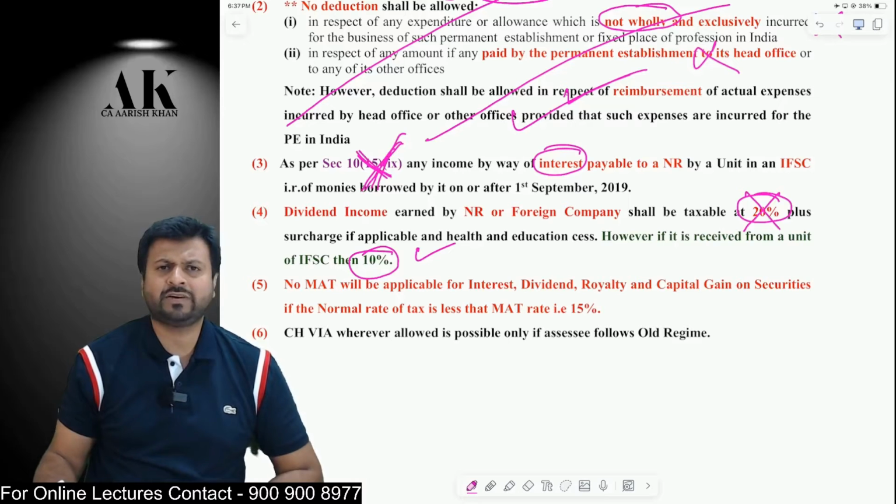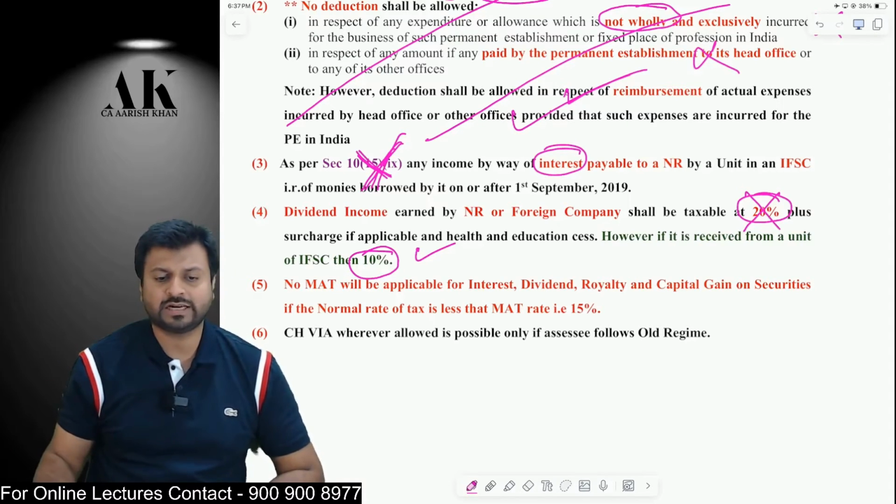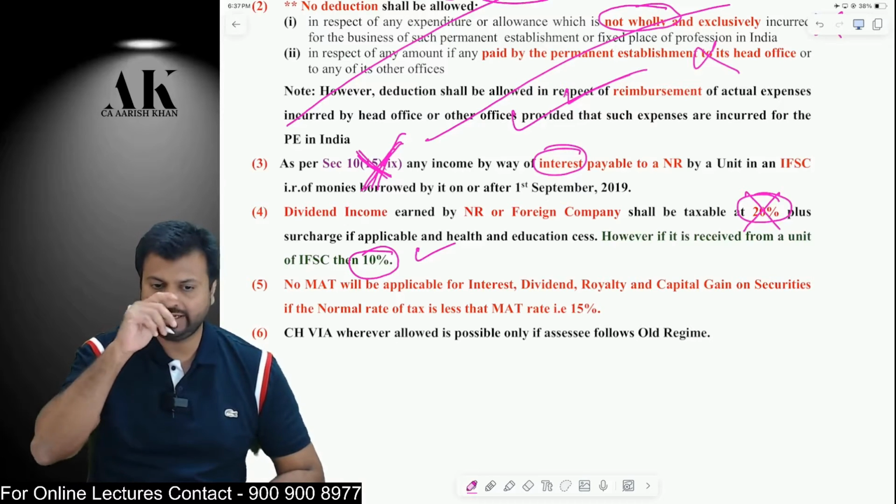Forget about 20%, 5%, 4%, 9%. It is fully exempt under income tax law. There is no tax which will be chargeable on that particular interest. I hope it is clear to all of you.